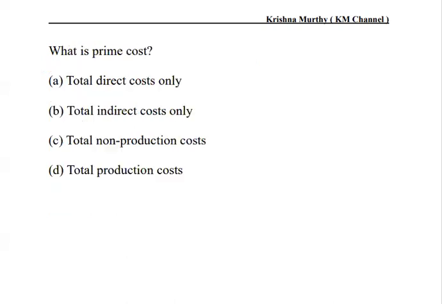Next one. What is prime cost? The options are: total direct cost only, total indirect cost only, total non-production cost, D option, the total production cost. The answer will be the direct cost only. Prime cost consists of only direct cost. Therefore, total direct cost only. Option number 1.